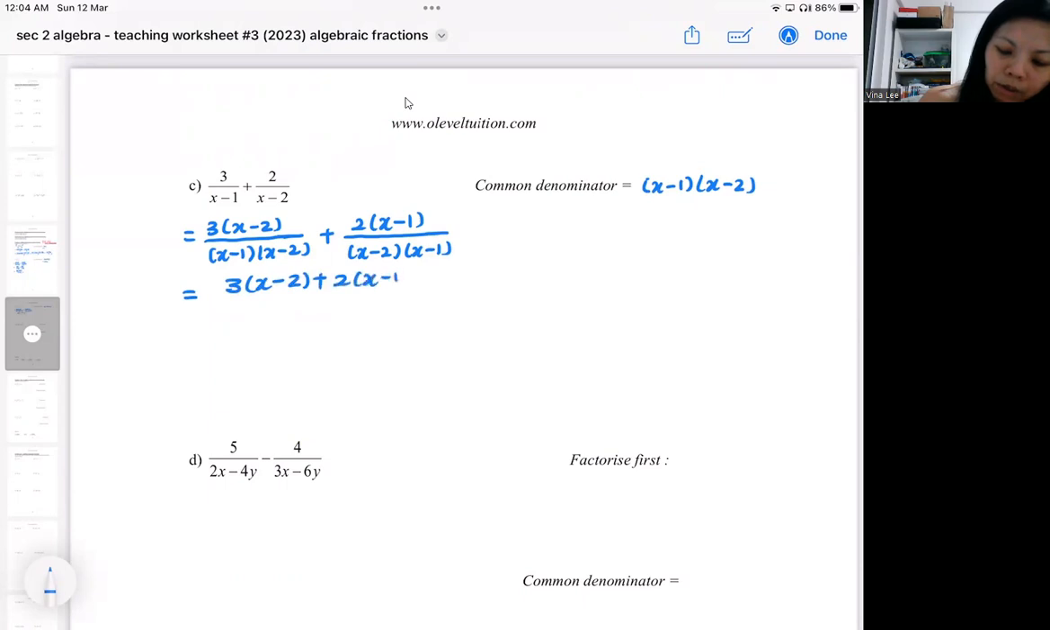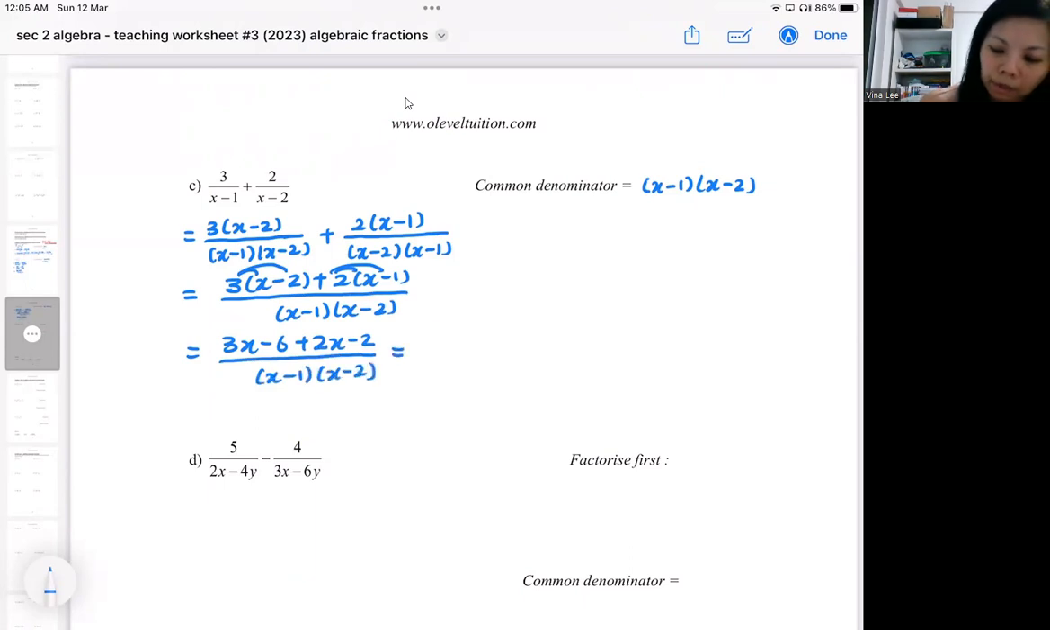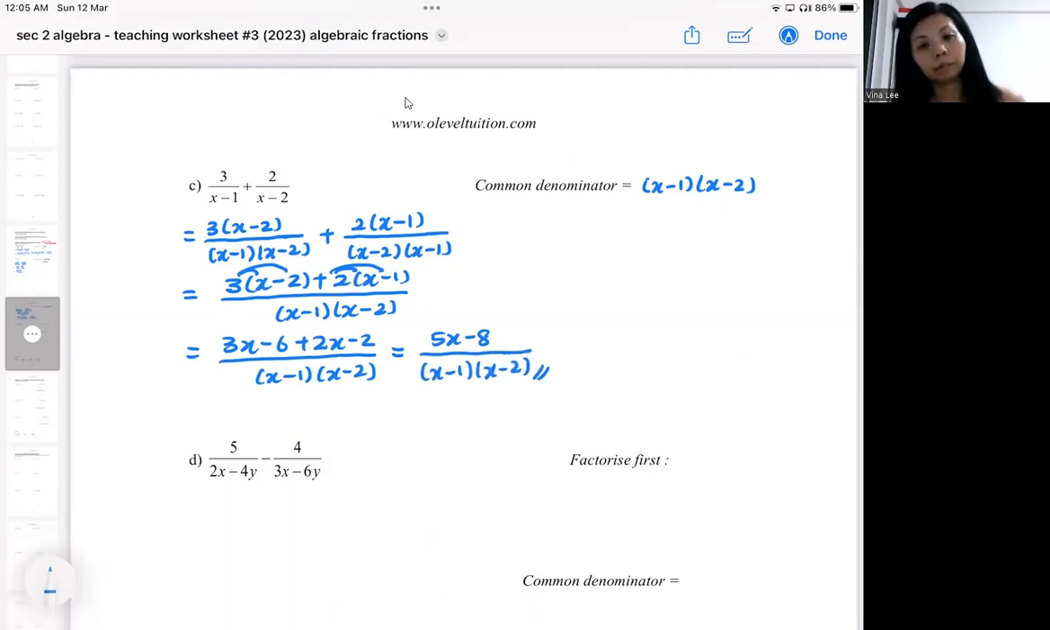Then you can combine into a single fraction. When you combine into a single fraction, you can leave the denominator alone. That means you do not need to expand it. You just need to expand the numerator. You can just leave the denominator as it is. So from here, I will get 5x minus 8. So that is my fraction plus fraction. Okay, I managed to add two fractions together.